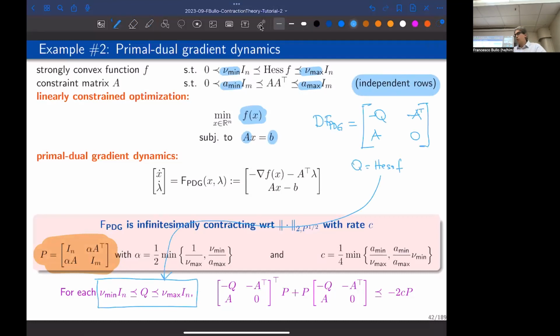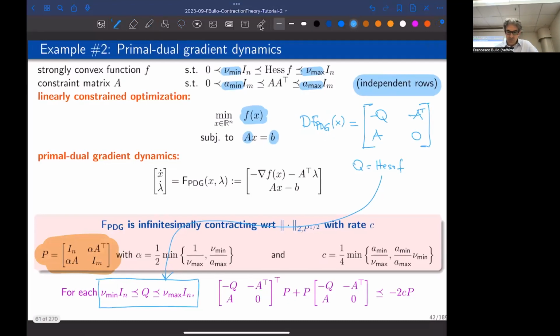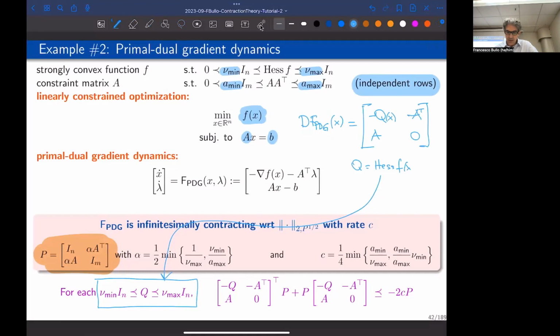Maybe I shouldn't even introduce an extra symbol, but I didn't want to go around with the Hessian of F in the proof, so I abbreviated that by introducing a single positive definite matrix Q. You can think of this as a Jacobian, which is therefore going to be state dependent. It just happens to be only a function of X because lambda goes away. And then Q is a function of X because the Hessian is a function of X.